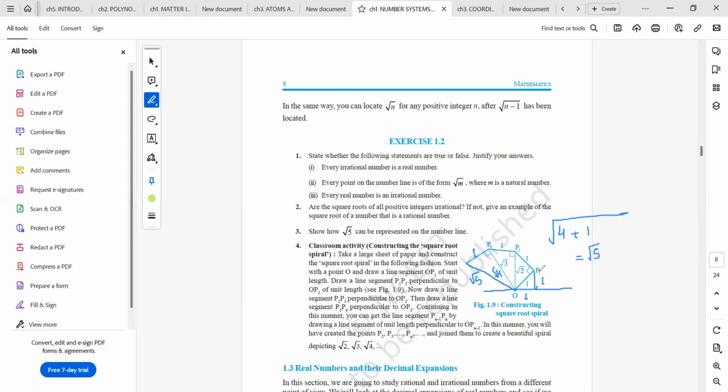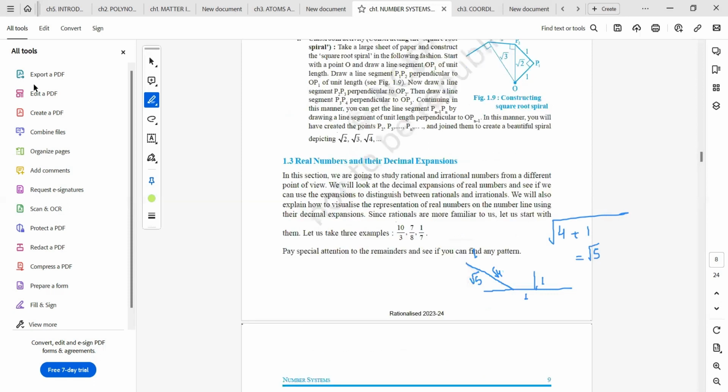Clear? Yes, ma'am. Okay. Any doubt in exercise 1.1 and 1.2? No, ma'am. Okay.